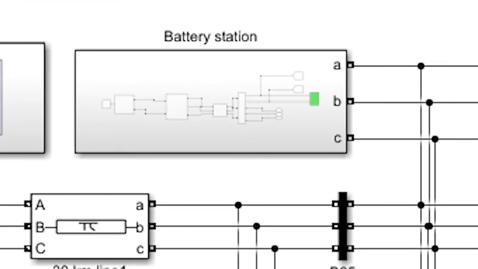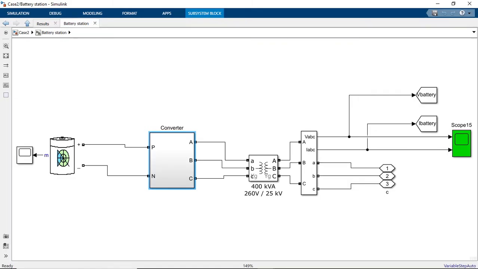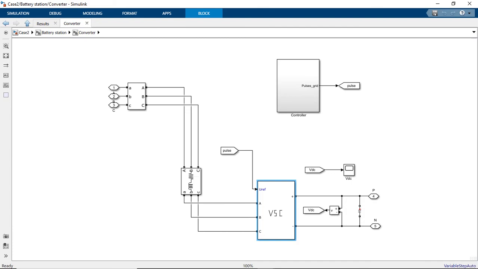Now you will see this additional block, the battery station, and what it is doing is supplying the power deficit caused by the wind turbine. We have a battery over here, then a converter, and with the help of the transformer we are injecting the power. Inside the converter we have an inverter, and this inverter is being controlled from a controller, and with the help of these pulse controls we are injecting the power into the grid.